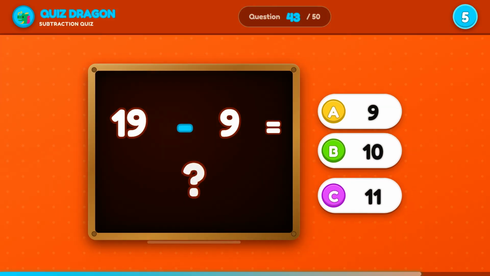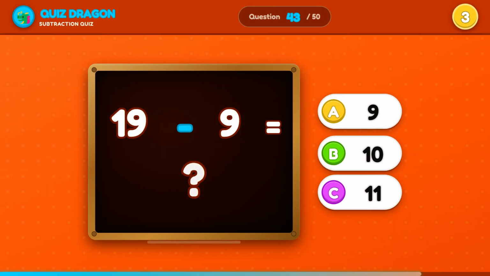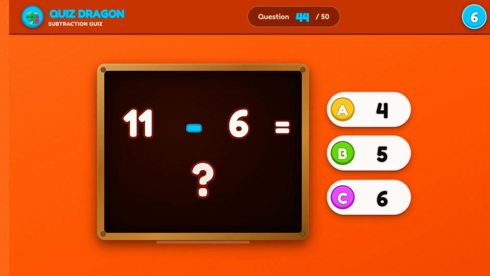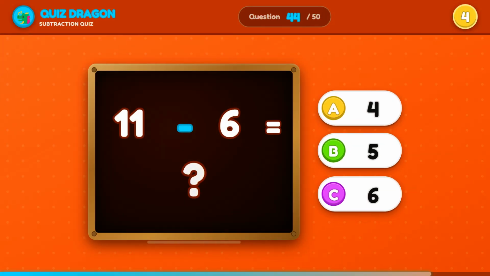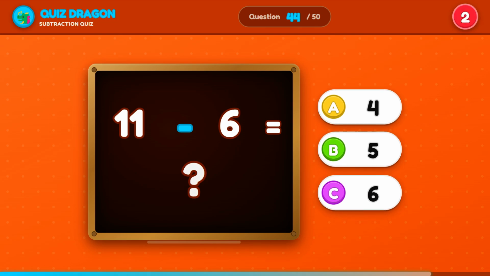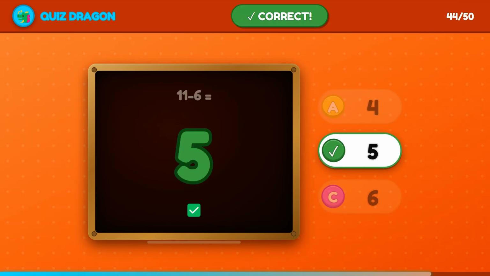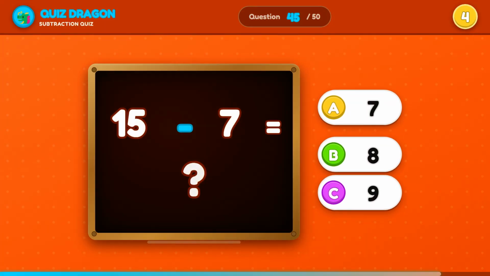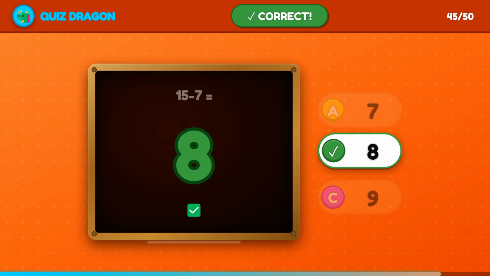Question 43. What is 19 minus 9? The correct answer is B, 10. Number 44. 11 minus 6 equals? The correct answer is B, 5. Question 45. 15 minus 7. What's the answer? The correct answer is B, 8.